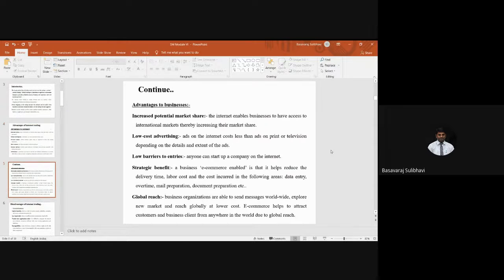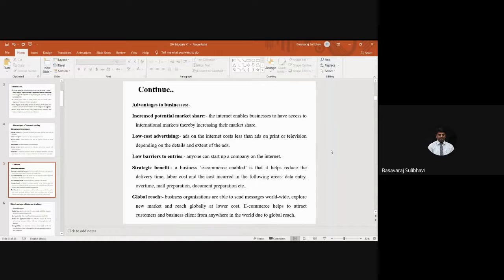So we have advantages for business also. As I told you, a customer can reach or find a seller from any corner of the world. In reverse, the seller is also able to find a variety of customers situated in different locations of the globe, and he can increase his market share. The internet enables businesses to have access to international markets, thereby increasing their market share. People can surpass any boundary and reach the customers, and business people can raise their share due to having more customers from all over the world.